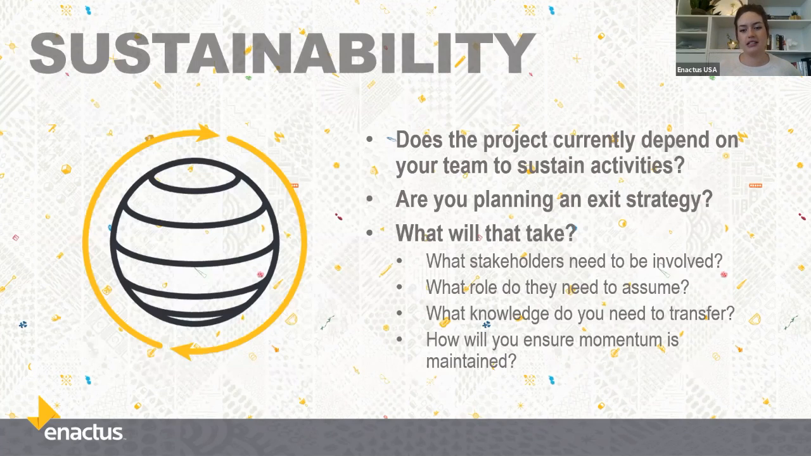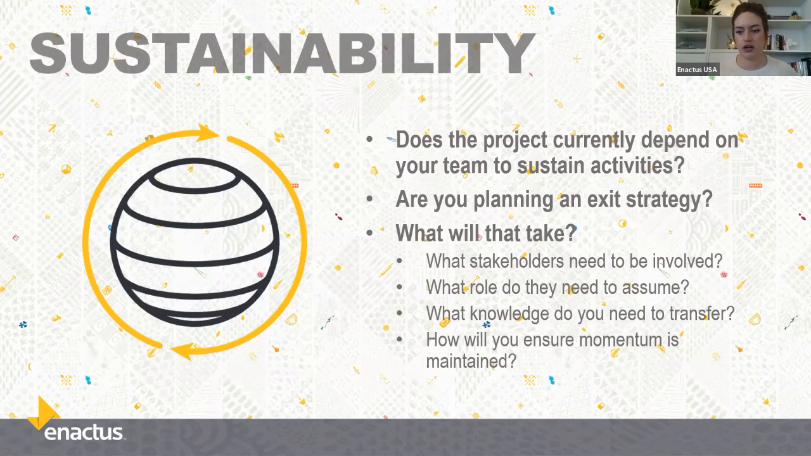And the judges are asking you that because they want to make sure that you set your project up in a way, or at least are setting your project up in a way that if your team ever has to exit from that project, then it will sustain itself. Because a project by definition has a start date and an end date. So if anything that you're doing within your project is an activity that requires your team to continue doing that activity time and time again, it doesn't mean your project's a failure.